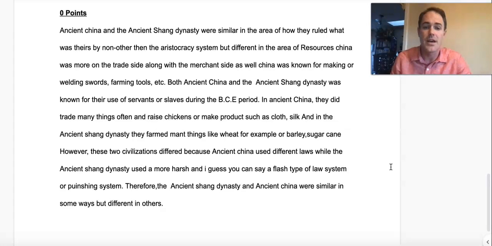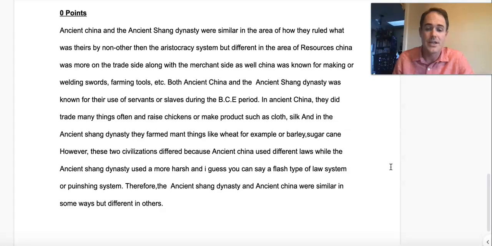China was more on the trade side along with the merchant side as well. China was known for making or welding swords, farming tools, etc. Both China and the ancient Shang dynasty were known for the use of servants or slaves during the BCE period. Not quite accurate. In ancient China, they did trade many things, often raise chickens, or make products such as silk or cloth. Silk, yes.